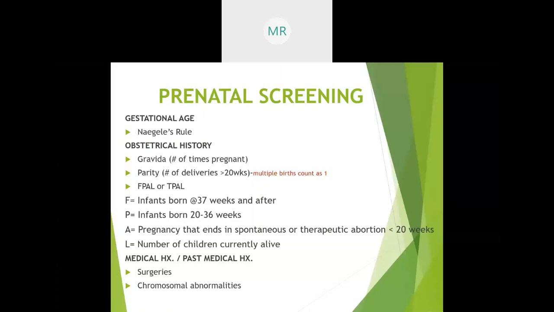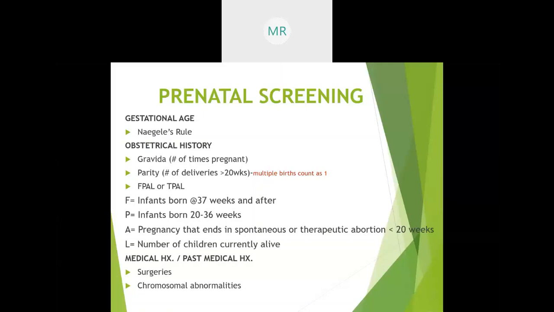Then we have OB history. Gravida is the number of times that mom has been pregnant, no matter what the outcome was. If she had a miscarriage at 6 weeks, that's gravida 1, G1. If she had 2 miscarriages, that is G2. Don't forget to count the current pregnancy: if she's here today for her prenatal visit and she's had 2 miscarriages in the past, that would be a G3 because she's pregnant this 3rd time. So it's the number of times a mom has been pregnant.